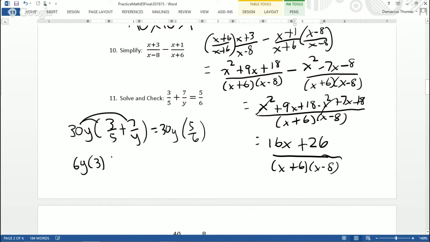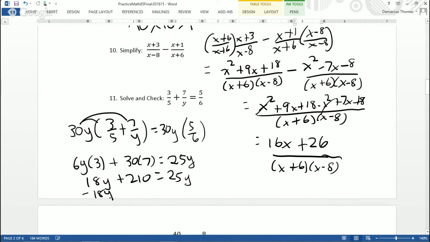6y times 3 plus 30 times 7. My y's cancel. My 5's cancel here. I'm left with 25y. I need to simplify this. This is 18y plus 210 equals 25y. Now when I subtract 18y from both sides, I'm left with 210 is equal to 7y. So y is 30.